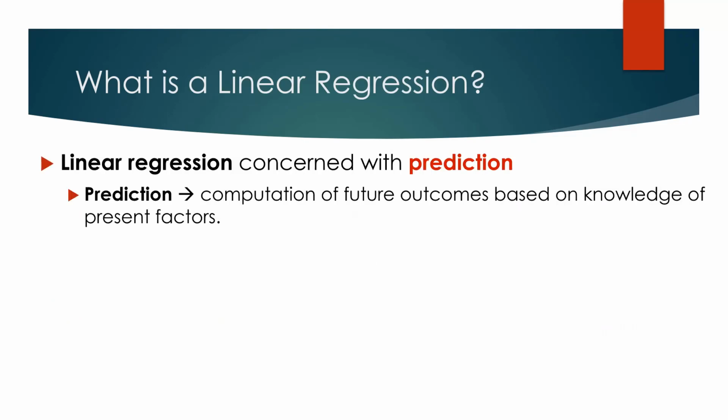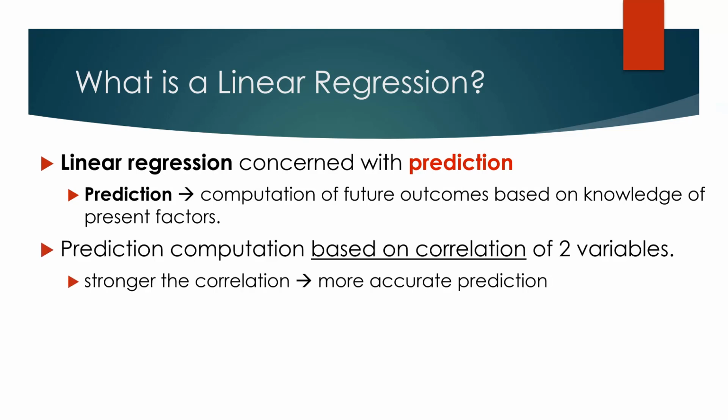Let me say it this way. Linear regression is primarily concerned with prediction. Prediction is a technical term. It is the computation of future outcomes based on knowledge of present factors. We're trying to predict what we would find based on what we currently have. The prediction computation is based on the correlation of the two variables. This is why linear regression is the next level of correlation, because it uses correlation in the calculation of its prediction. The stronger the correlation between the two variables, the more accurate the prediction tends to be. So weakly related variables tend to have very weak predictive relationships.